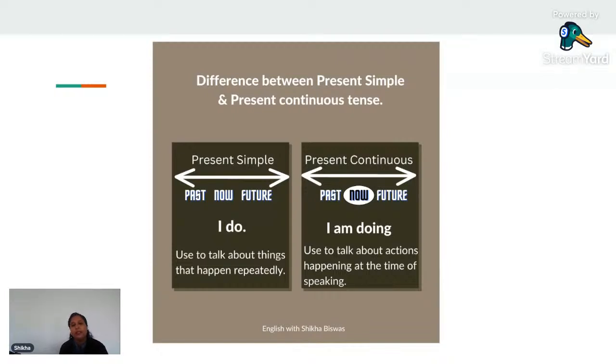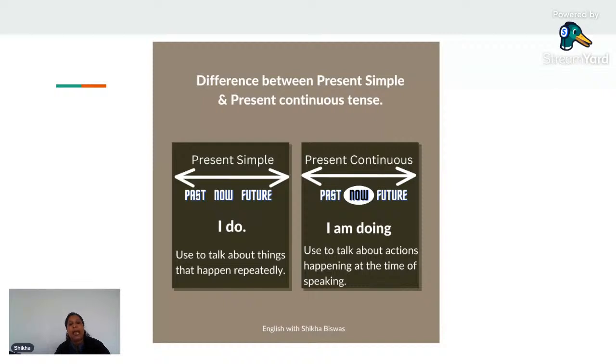In the same way, present continuous tense. Yes, now there is a lot of difference between these two tenses. When we say present continuous tense, we talk about only those actions which are happening at the time of speaking, that is now. What is happening now? That is, I am teaching you English and you might be watching this video, right? So something which is taking place right now, all those actions we talk about using present continuous tense.